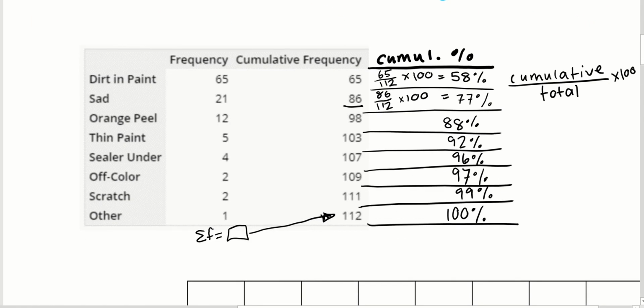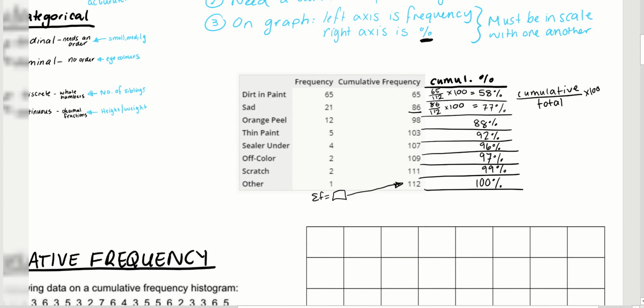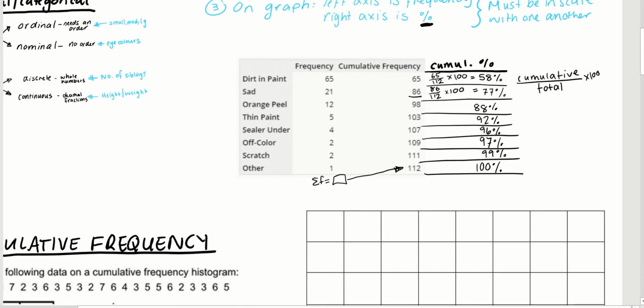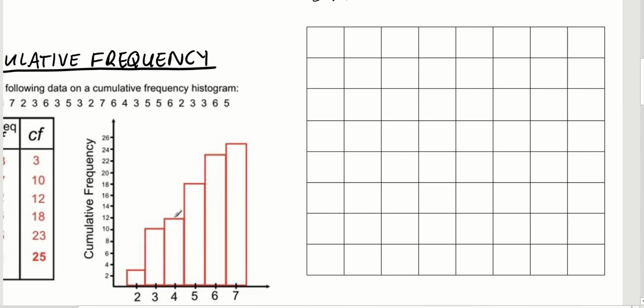So now, to put these on your graph, note what I said on part 3 up there. Your left axis is your frequency, your right axis is your percentage. So I've just given myself a little grid here. So, I don't need to write left, I need to write frequency. And then cumulative percent. I'm just running out of room there, but cumulative percent, yep. All right, now we've got to fill in information.